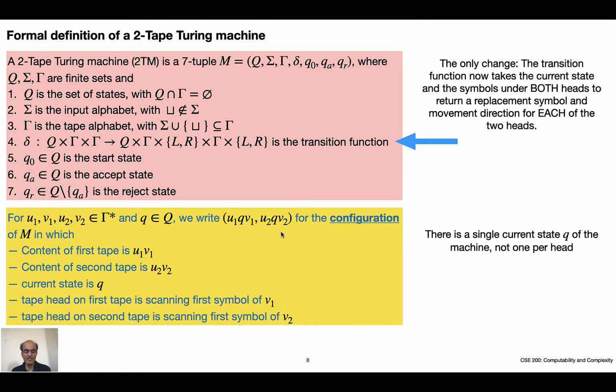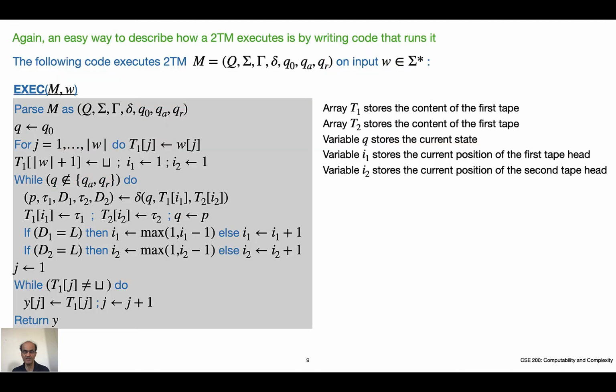A configuration tells you everything you need to know, once you also fix the description of the machine, to go forward. Nothing about the history is needed. You can just start running right from there. Hopefully, again, just as for one-tape machines, you can actually see from this how these things execute.